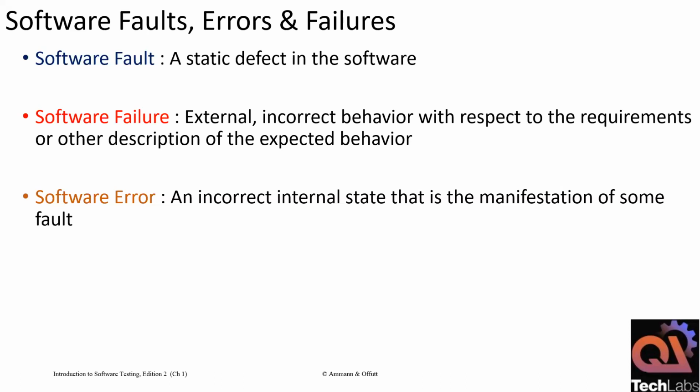After you press the power button, your system is not loading the operating system. That is a software failure. A software error is causing the failure. The error causes failure. The software error is that the DLLs are corrupted, the files of the operating system are corrupted. An incorrect internal state is the manifestation of some fault. Getting it right? Interview question: what is fault, error, and failure? He will ask you this.